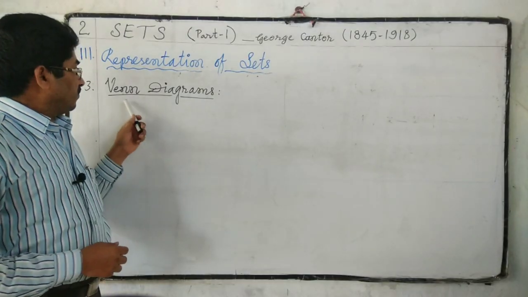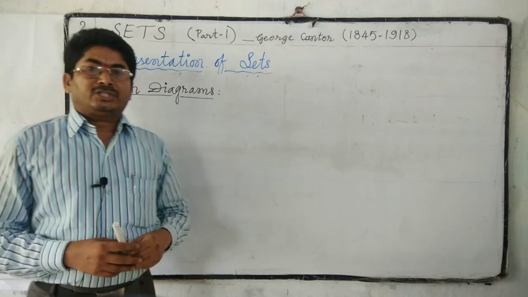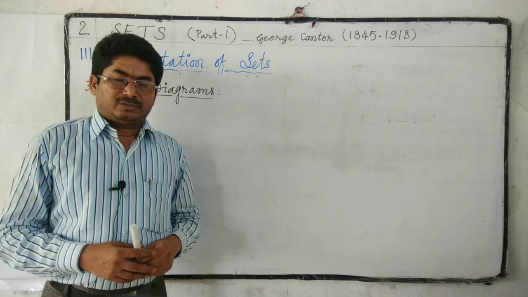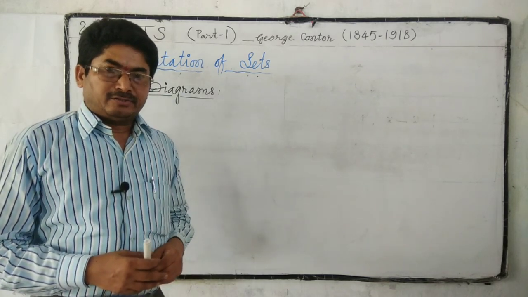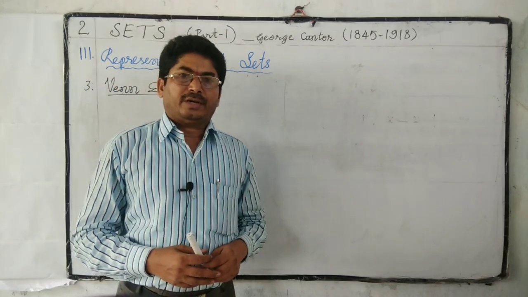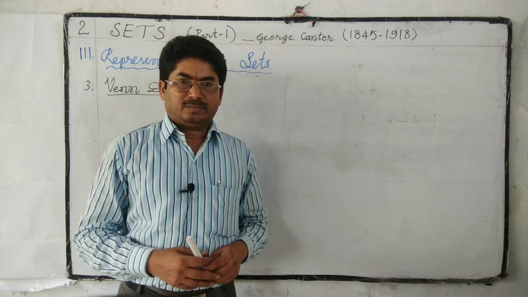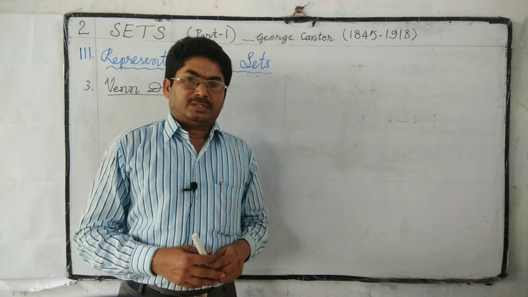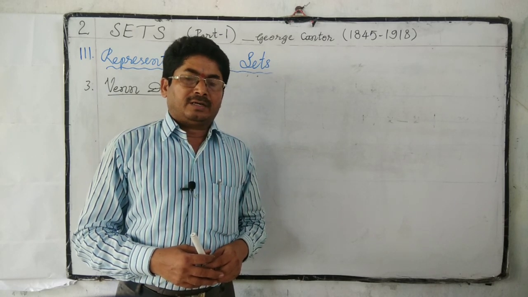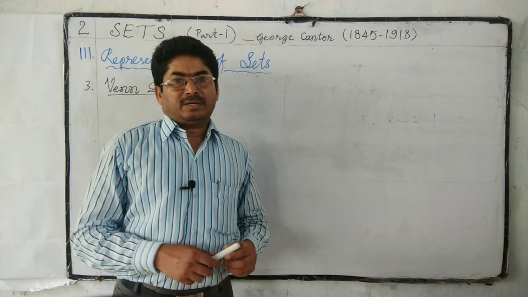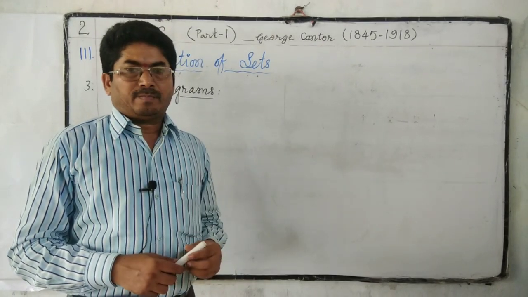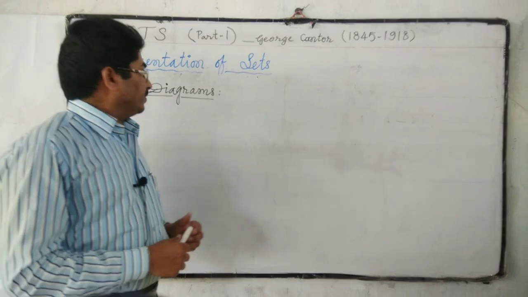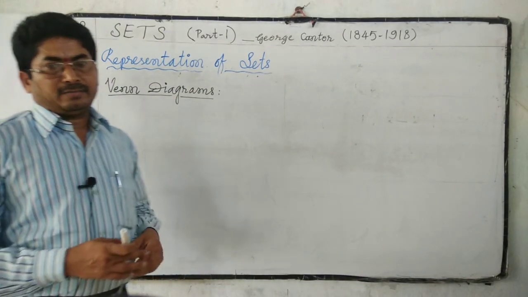Next, Venn diagrams. Sets can be represented by geometrical diagrams such as circles, squares, rectangles, or ovals. The elements of a set are written inside the enclosed shape. This type of representation is called Venn diagrams.